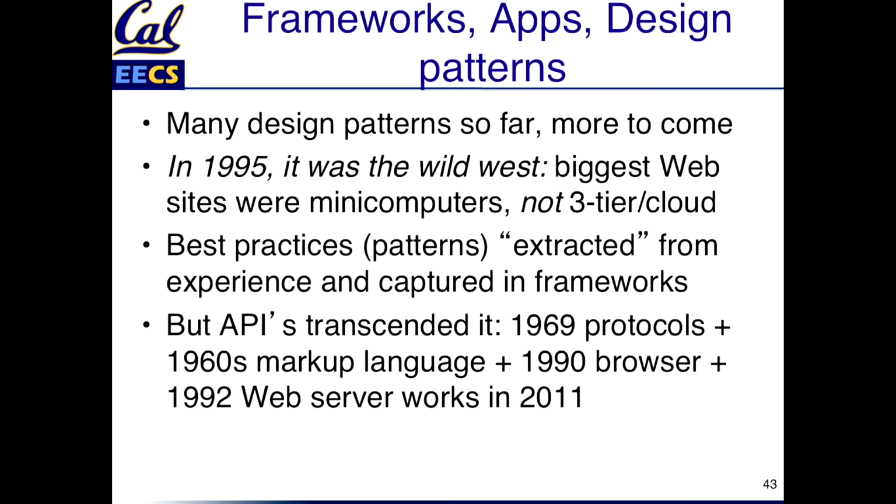Rails was pulled out of a specific application that was built, and then its author said, this particular way of structuring model-view-controller apps could be used by other people. So they pulled the Rails framework out of it. What's interesting to me is that we're still using protocols that really date from the late 1960s. We're using a markup language whose ancestry is in the 1960s. We're using browsers whose basic architecture was developed in the 1990s. But despite all that, a web server from a couple of decades ago still works, right?